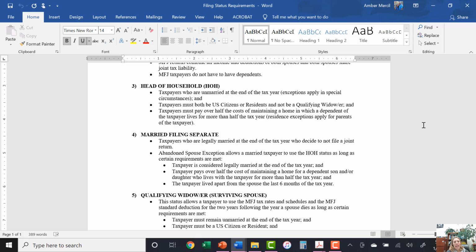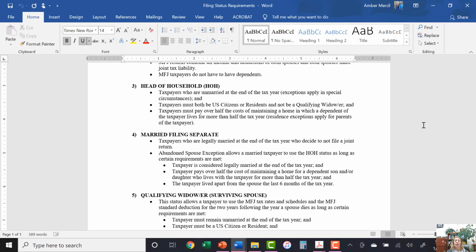And taxpayers must pay over half the cost of maintaining a home in which a dependent of the taxpayer lives for more than half the tax year. So you have to have a dependent and they have to live in your home for more than half of the tax year. There is one exception to this rule, and that's for parents of a taxpayer. You still have to pay more than half the cost of maintaining a home, but that taxpayer does not have to live with you. Parents can still live in their own home as long as they are being supported by the taxpayer.